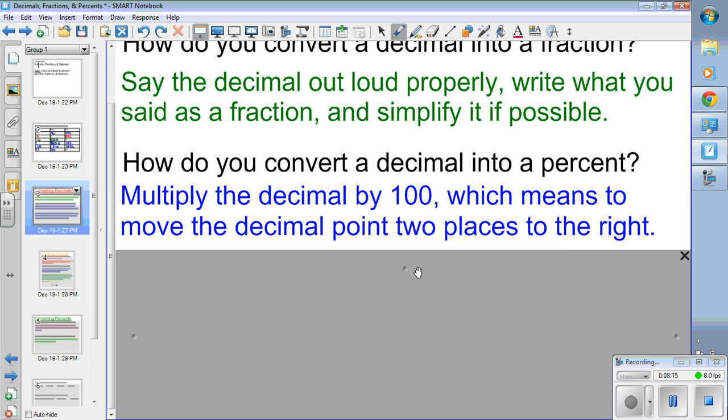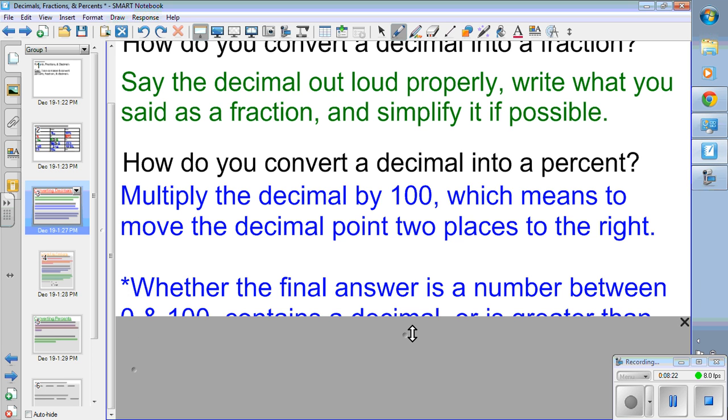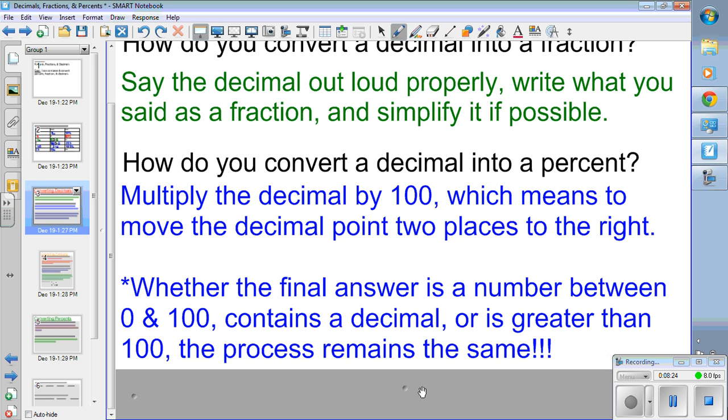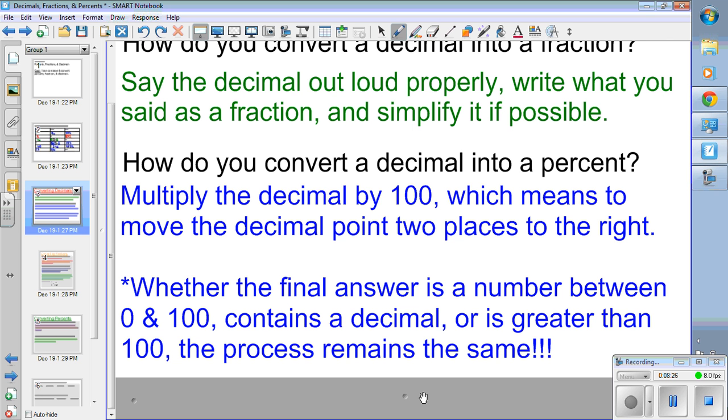Multiply the decimal by 100, which means to move the decimal point 2 places to the right. Whether the final answer is a number between 0 and 100, contains a decimal, or is greater than 100, the process will remain the same. That's important to remember, because a percent can be greater than 100, as we saw in our last column.